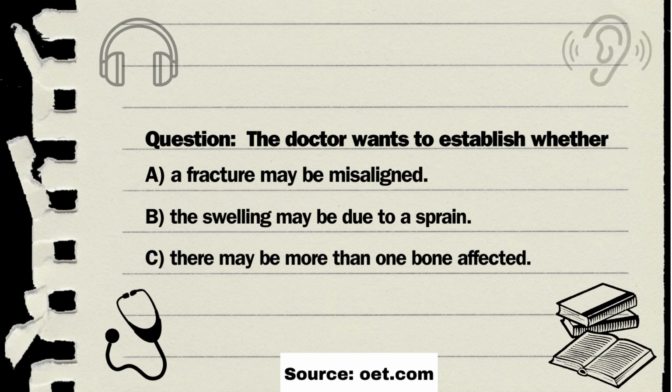Question 30. You hear a doctor talking to a teenage boy who has a painful wrist. Now read the question. Question. The doctor wants to establish whether Option A, a fracture may be misaligned, Option B, the swelling may be due to a sprain, Option C, there may be more than one bone affected.